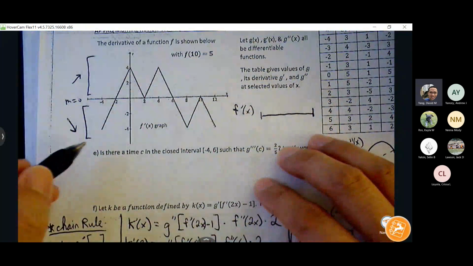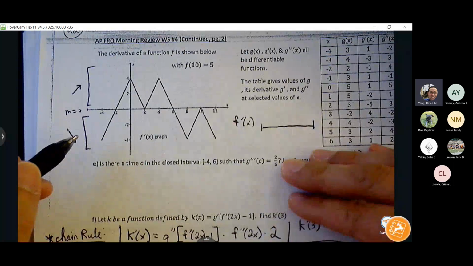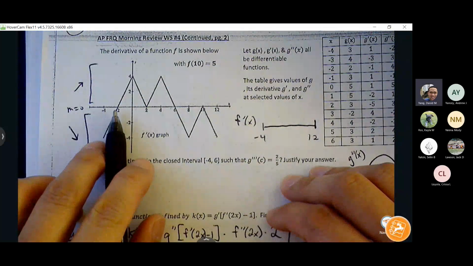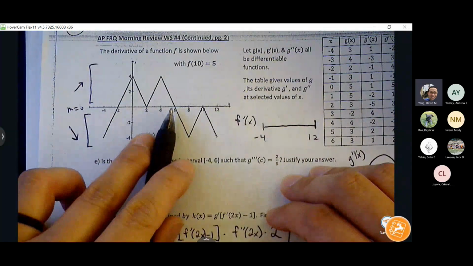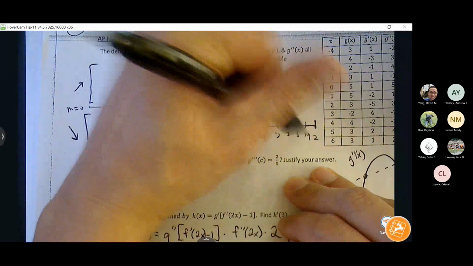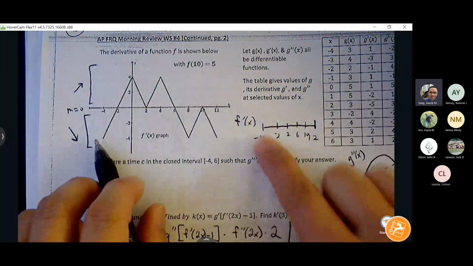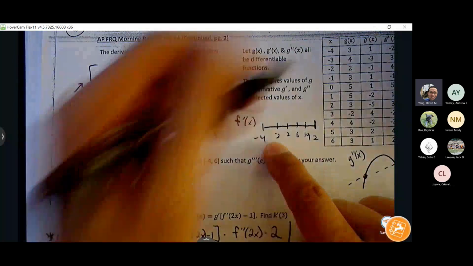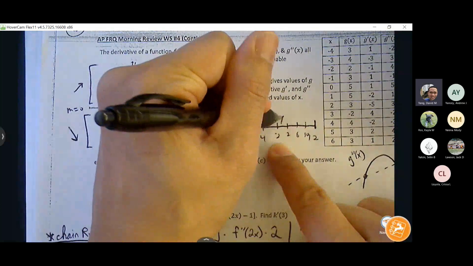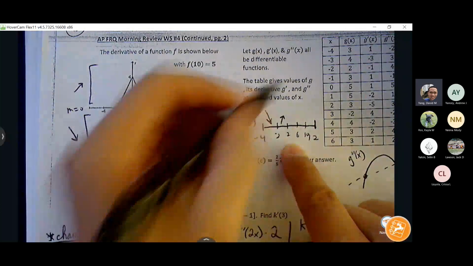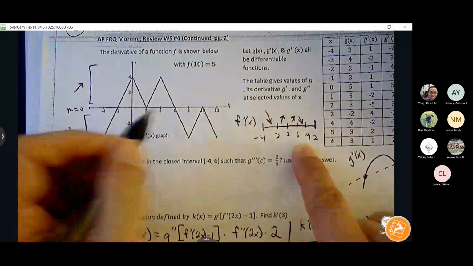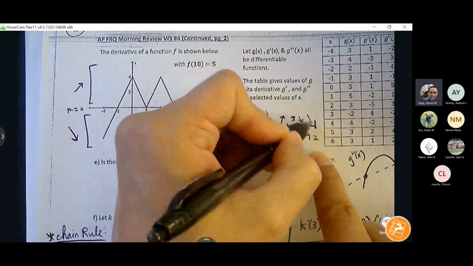you know that your endpoints are from -4 to 12. You know your critical points are at -2, 2, 6, and 10. And then we just gather our information here: from -4 to -2 below the x-axis, so negative slope; -2 to 2, positive slope above the x-axis; from 2 to 6, above the x-axis; from 6 to 10, below the x-axis; and then from 10 to 12, still below the x-axis.